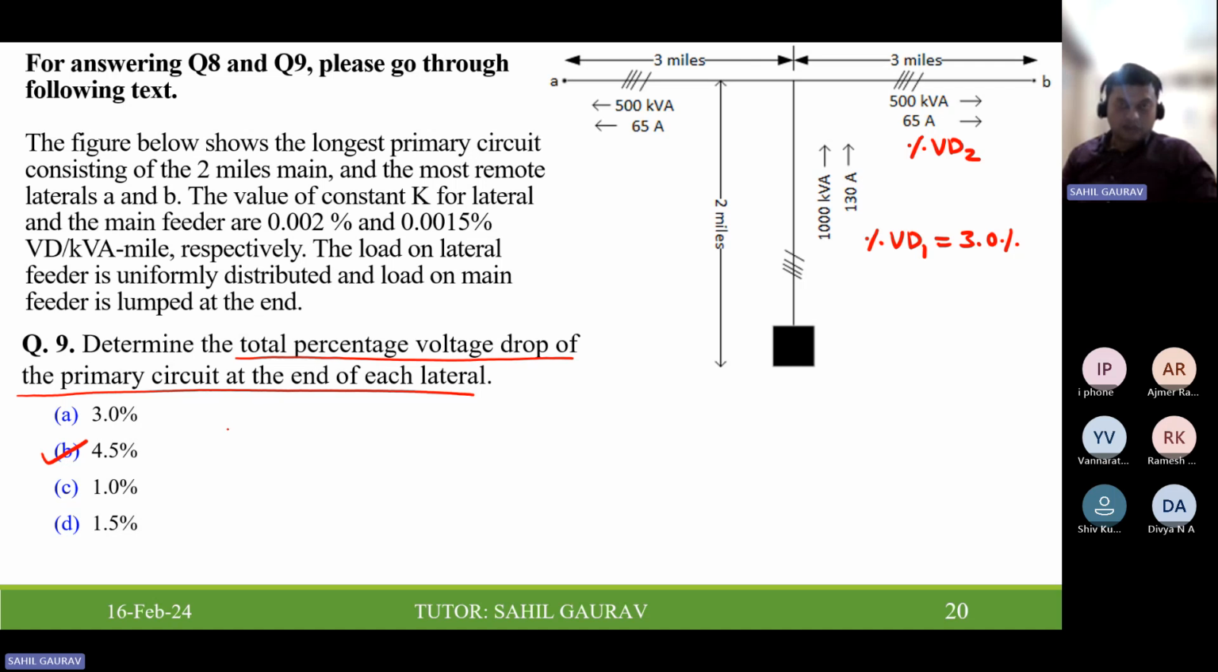So now if you solve it step by step, first find the percentage voltage drop for the lateral feeder. Since it is given that the load on the lateral feeder is uniformly distributed.